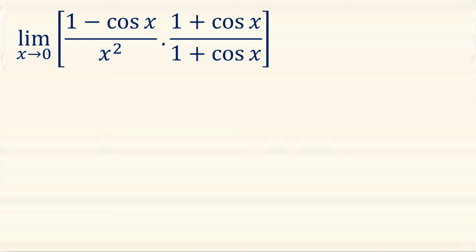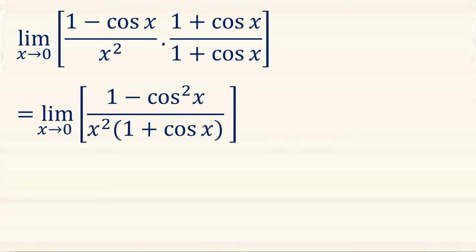Now let us have the last one. Limit 1 minus cosine x over x squared times 1 plus cosine x over 1 plus cosine x as x approaches 0. So from here, we are going to have limit 1 minus cosine squared x, because 1 minus cosine x times 1 plus cosine x, we don't have the middle term, okay? 1 times 1 is 1, negative cosine x times positive cosine x is negative cosine squared x. And then copy the denominator or just multiply it, x squared over 1 plus cosine x as x approaches 0.